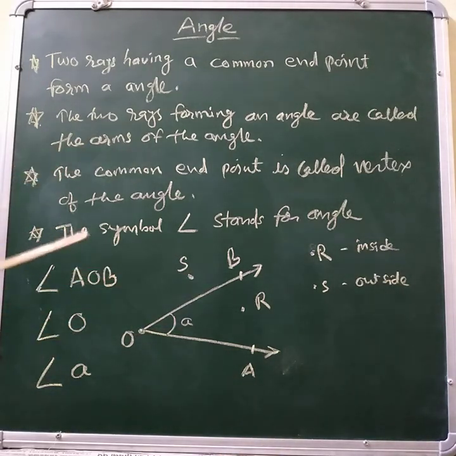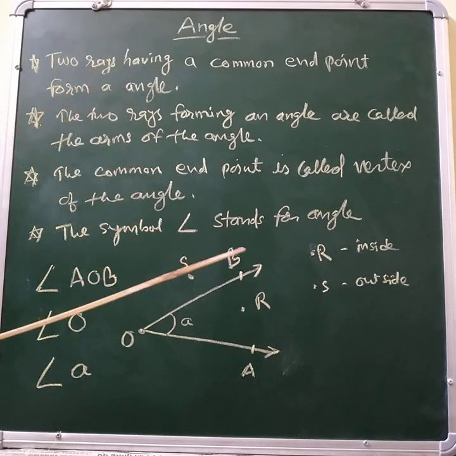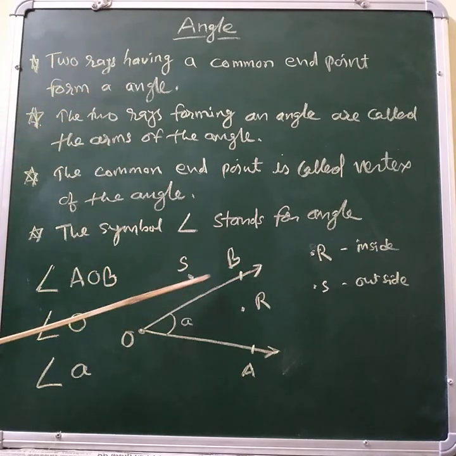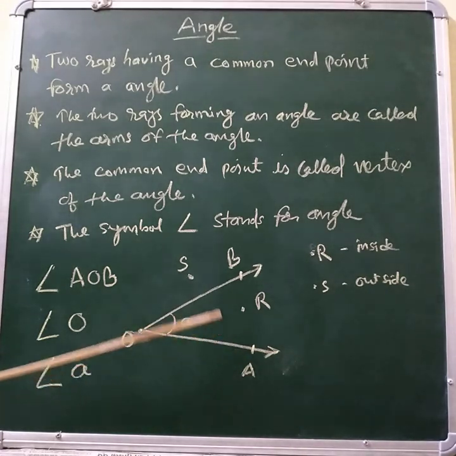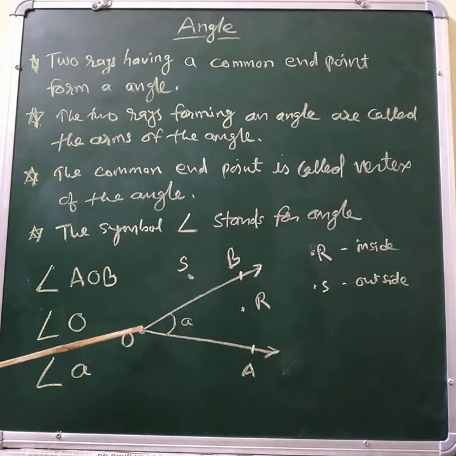Hello everyone, today we will learn about angle. Now what is angle? Two rays having a common endpoint form an angle. See here two rays, ray OB and ray OA. Two rays having common endpoint O. They form an angle. This is the angle.